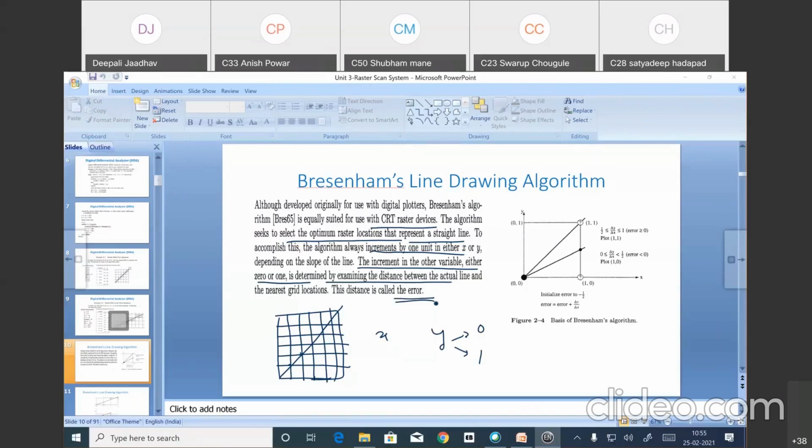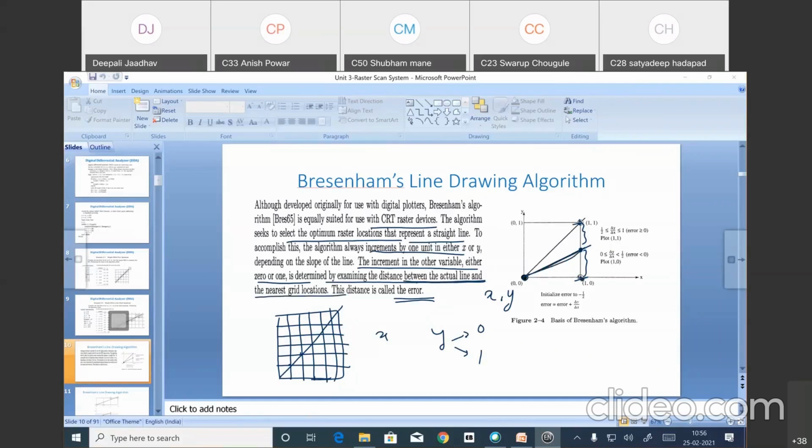See here in this diagram it is shown. This is the first pixel, x and y. Start with 0, 0. And the next line goes like this. Now, which pixel to select? Either select this one or select this one. That is the question. Okay? And this distance is known as error: the distance between the actual line and the nearest grid location. So this is the actual line and this is the nearest grid location. That distance is known as error.